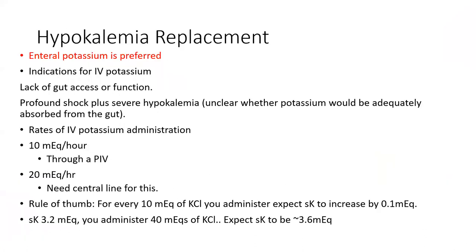Cool. So you guys have been doing this plenty at this point, I'm sure. You always want to replace potassium orally if possible. If you have to give it IV because they're in shock, you don't have enteral access, whatever it is, you can give 10 milliequivalents an hour through a peripheral, and you can do 20 milliequivalents an hour through a central line, okay? The rule of thumb is for every 10 milliequivalents, you increase by 0.1.